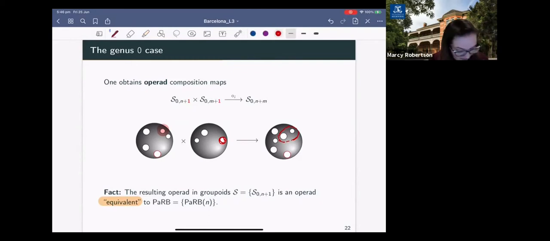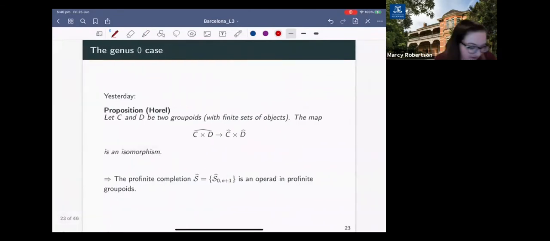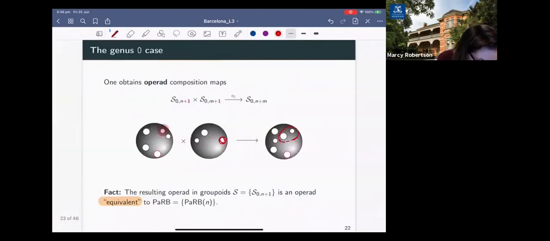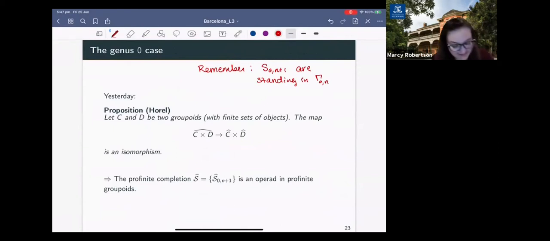Okay. Great. So yesterday I talked about this theorem of Geoffroy. Remember, these are standing in for our mapping class groups, right? So we have these S0 n plus 1, these are our stand-ins for the mapping class groups, which at that point are stand-ins for the fundamental groups of the moduli space. So you're going to have to profinitely complete to get there.